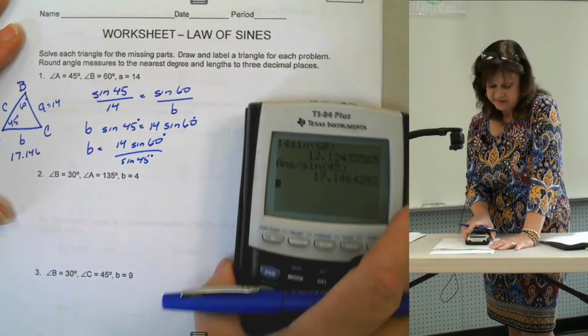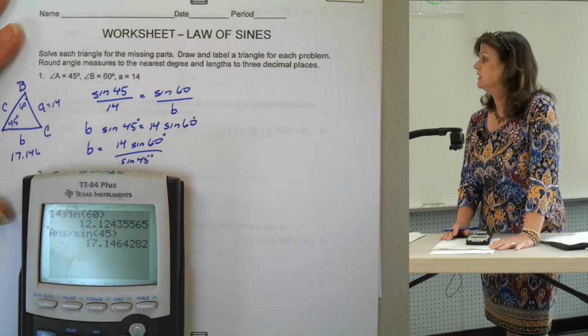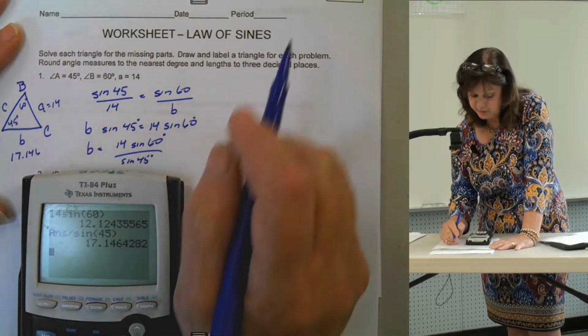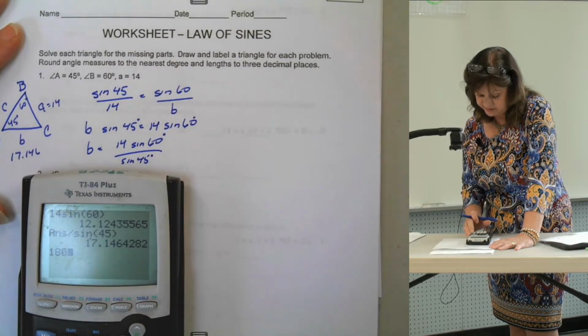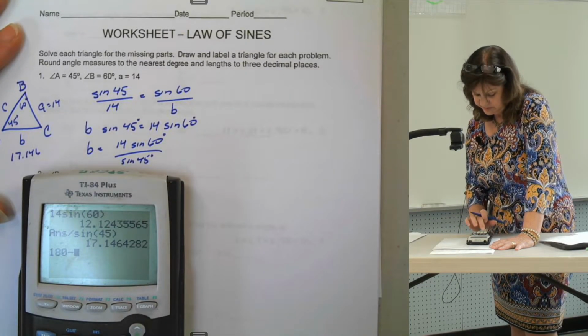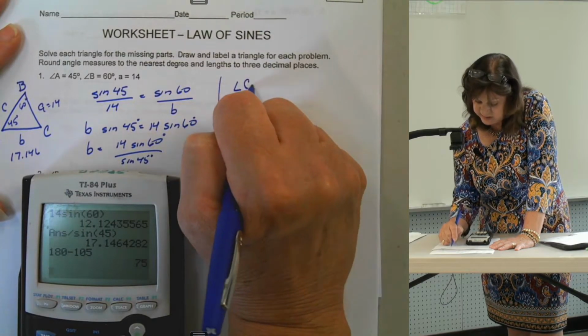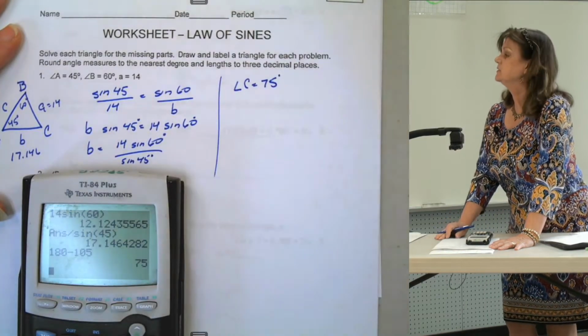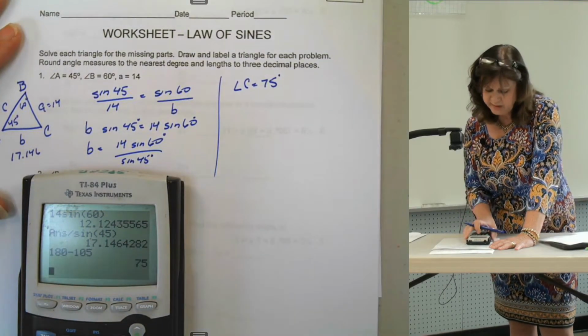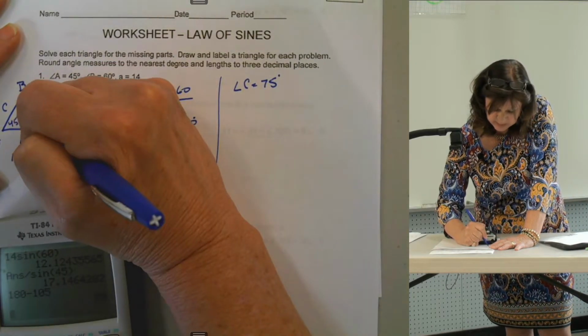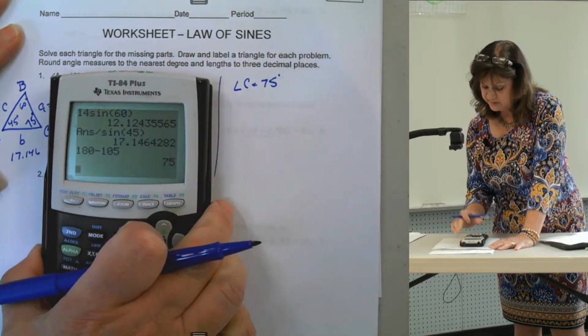Now we need to find all of C. So what do we know? Well, I've got 180 degrees in my triangle, and I'm taking away 105. So angle C is going to be 75 degrees. And again, no magic there. We're just subtracting from 180. Well, I guess that's kind of magical.